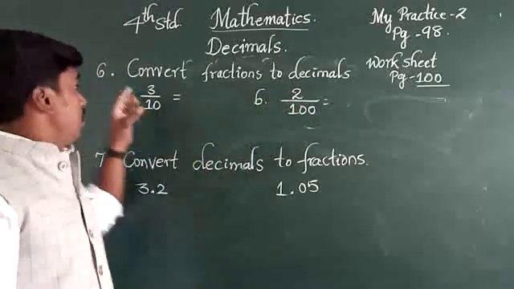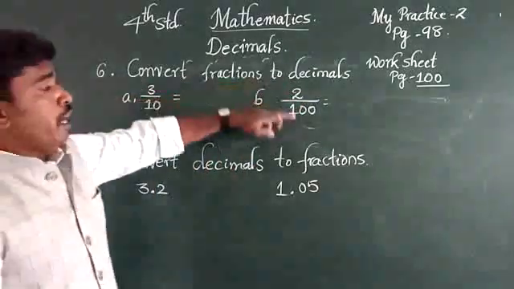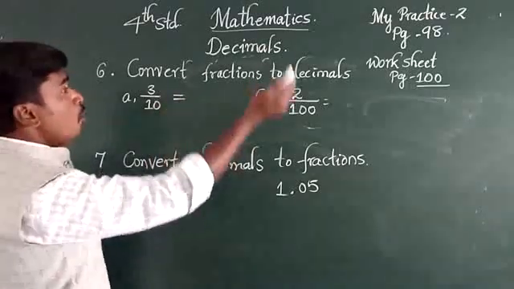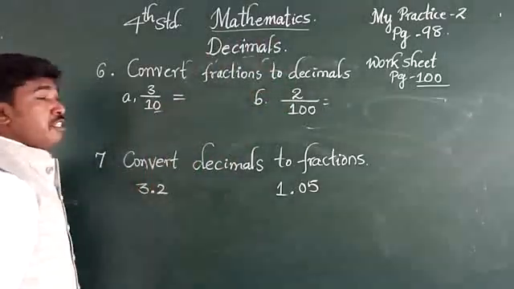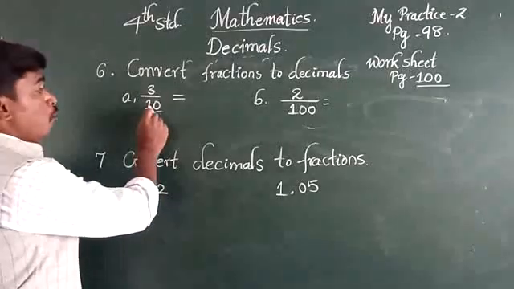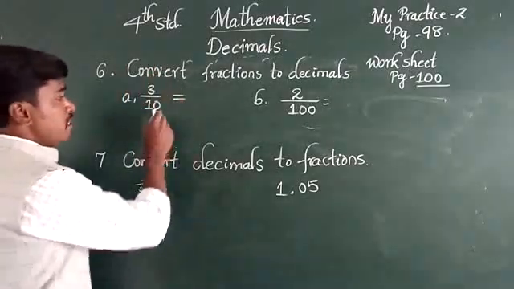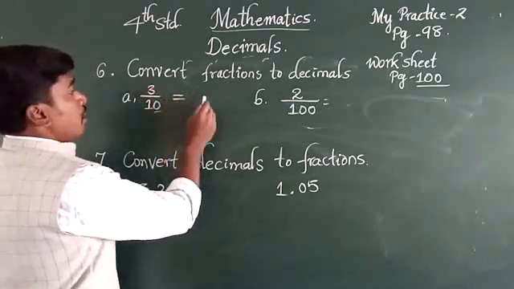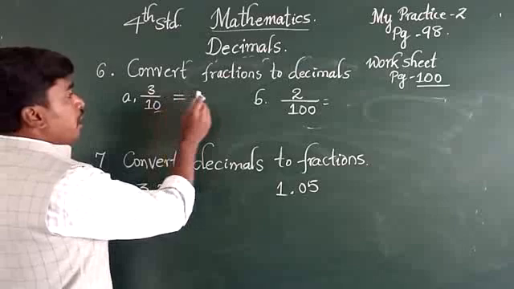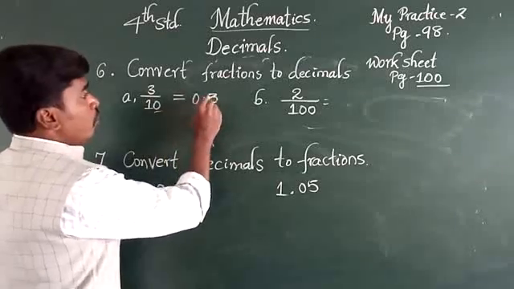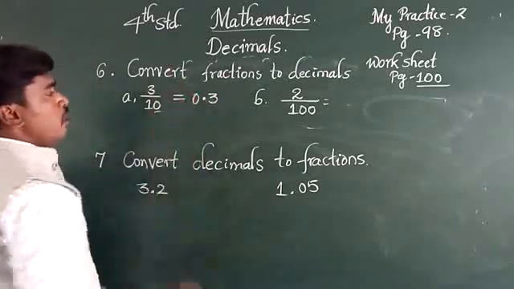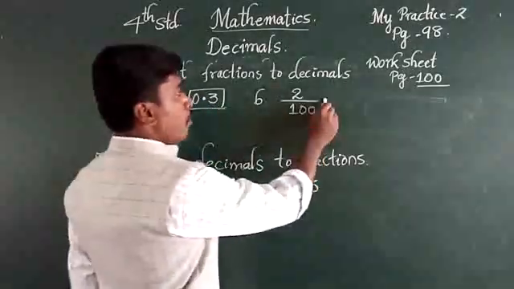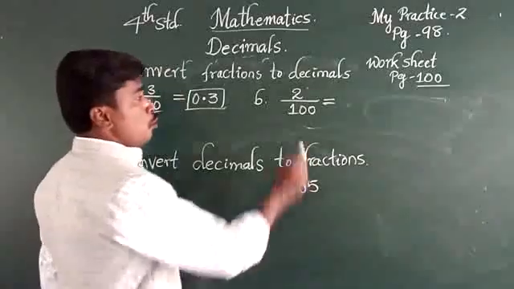Fractions to decimals. These are the fractions, 3 by 10, 2 by 100. Now you need to convert it to decimals. So when you are converting, in the denominator how many zeros are there? After 1, there is only 1 zero. That means decimal point after 1 digit will come. 3 by 10 can be written as 0.3. Decimal point after 1 digit will come. The answer is 0.3.